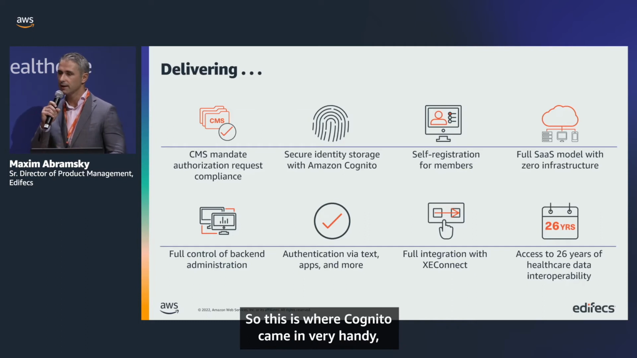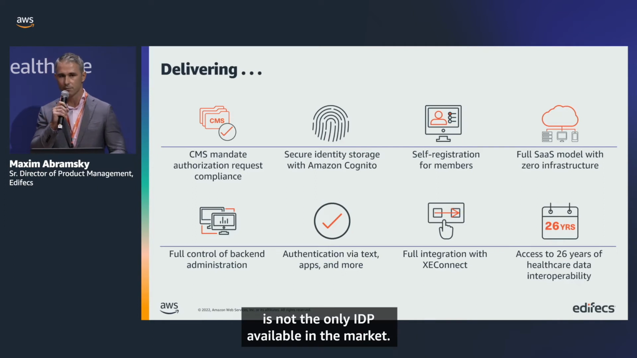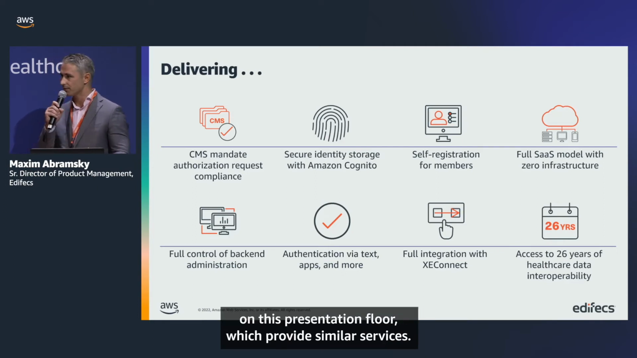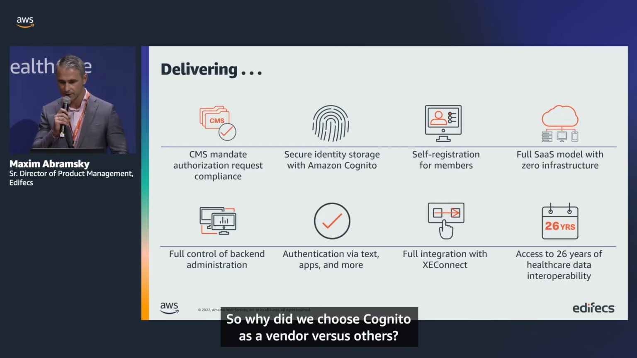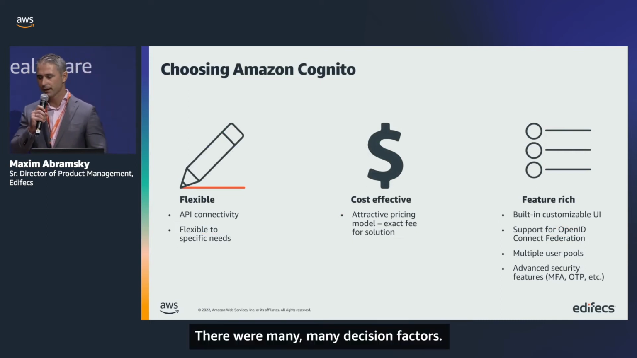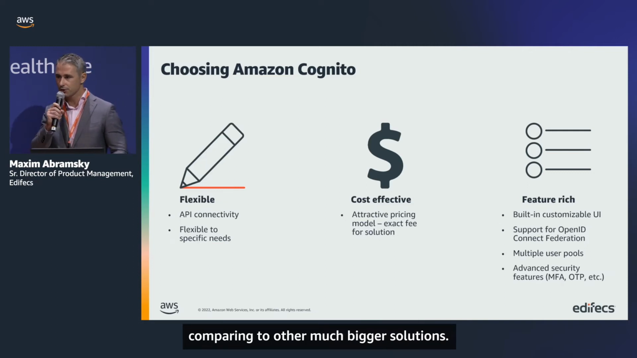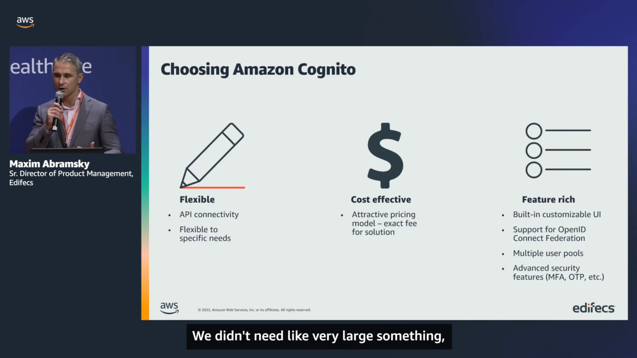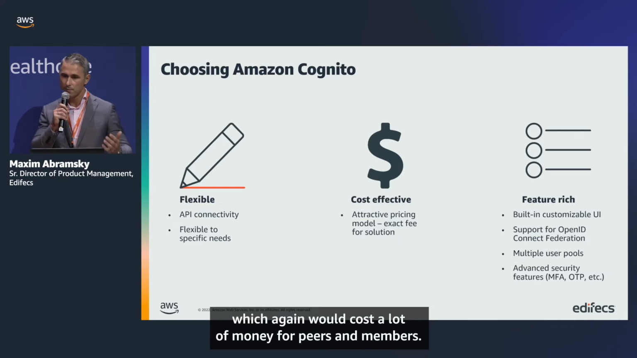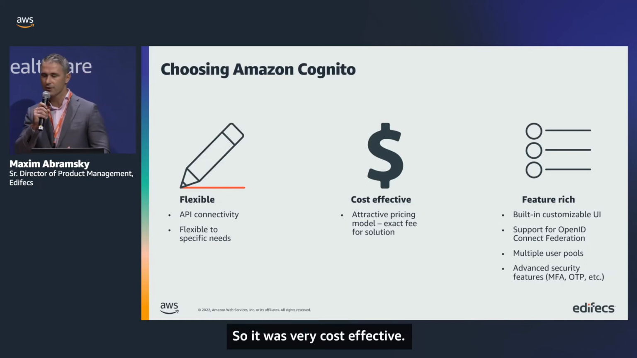So this is where Cognito came in very handy, because obviously Cognito is not the only IDP available in the market. There are a lot of vendors just on this presentation floor which provide similar services. So why did we choose Cognito as a vendor versus others? There were many decision factors. First, Cognito was very flexible compared to other much bigger solutions. We didn't need something very large which would cost us a lot of money, which again would cost a lot of money for payers and members. So Cognito was quite unique in that effect. It was very cost effective.